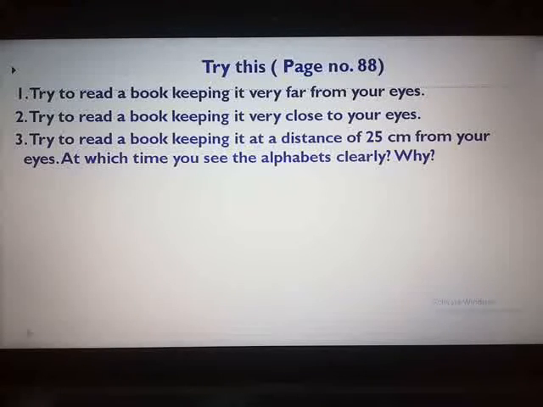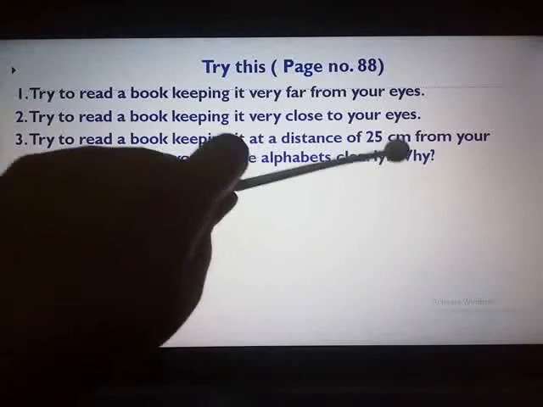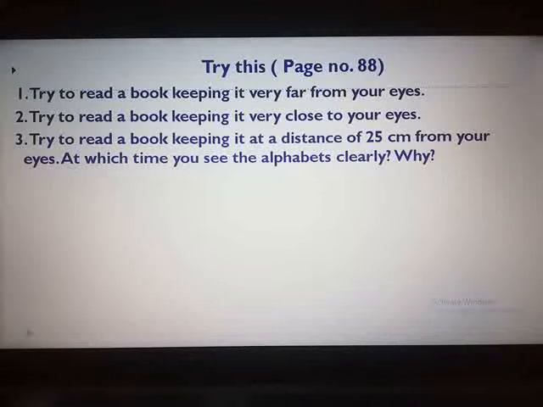So you know that the minimum distance of an object from a normal eye at which it is clearly visible without any strain is known as minimum distance, and that is 25 centimeter. So if you are keeping a book very far away from your eyes or very close, you will not be able to get a clear image. But when you keep it at a distance of 25 centimeter, then only you will see the alphabets clearly, and why, for why you are going to provide with the logic of minimum distance.